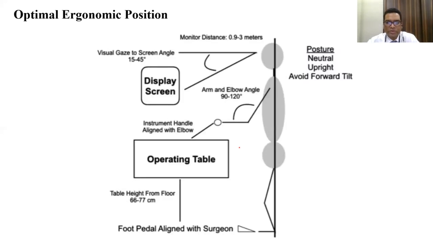A few points about ergonomics during the surgery. Make sure that your posture is straight, and if you are doing endoscopic surgeries, make sure that the screen is around 3 meters away and at an angle of 15 to 45 degrees. If you are using the microscope, make sure that your head is straight and you are not bent. The elbow angle should be around 90 to 120 degrees while operating, and the operating table should be at the level of the umbilicus. The recommended table height is approximately 66 to 77 centimeters, and you can use a footstool to alternately change the leg position during the surgery.